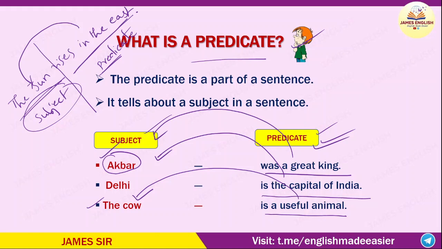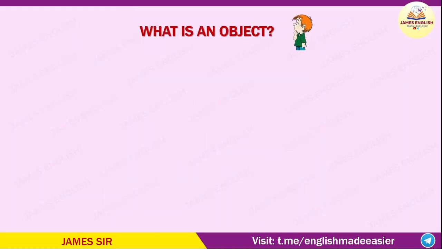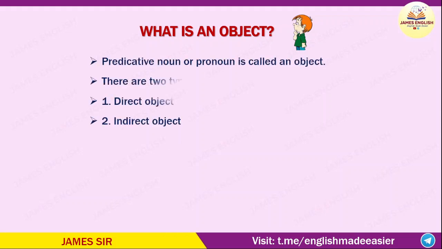Now, having learned what is a subject and predicate, let us learn another important concept, that is, what is an object. In English grammar, subject, predicate, object, these words are often repeated. So it is very much necessary to learn these concepts. Then tell me, what is an object?